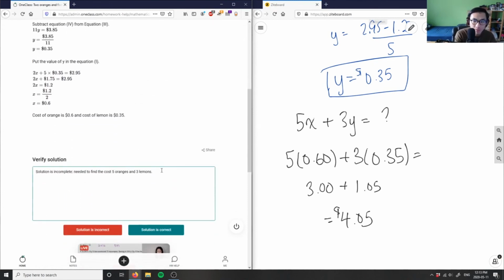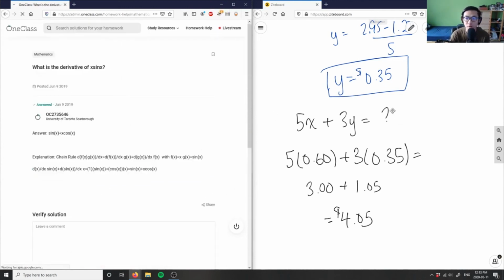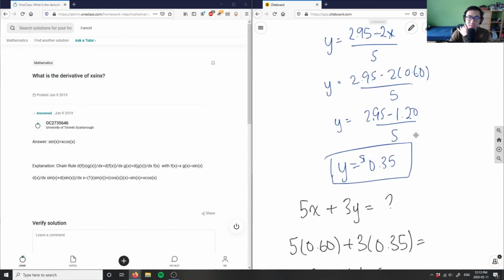So 5 times 0.60 plus 3 times 0.35 equals $3 plus $1.05, which equals $4.05. The total cost of 5 oranges and 3 lemons is $4.05. So I'm going to say this solution is incorrect just because they didn't complete it, but all their steps were correct because they matched what I did here.